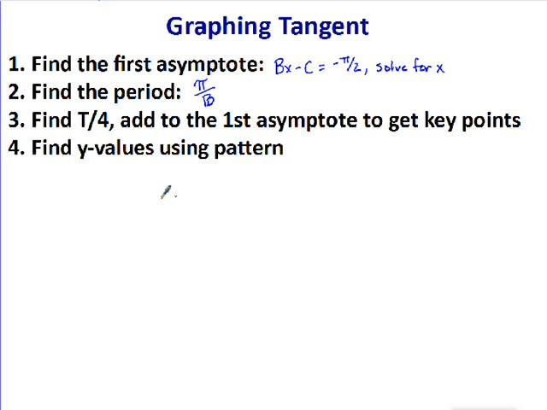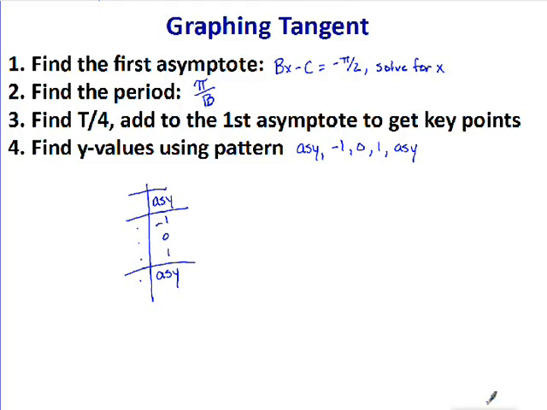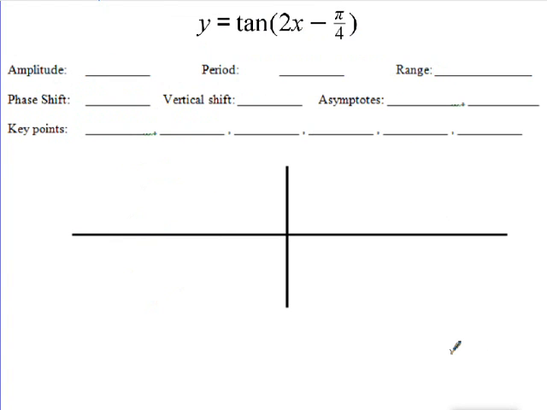So what will happen is when you fill out your table every time, you'll put your first key point and that will be an asymptote. Then you will find the next 3 key points. Then you'll have the 5th one, and that will also be an asymptote. And then these 3 in the middle, the pattern for tangent is negative 1, 0, 1. So that will be what it is every time. There will be an asymptote, and it will be negative 1, 0, 1, and then there will be a second asymptote. Alright, so let's go through an example here, start to finish.